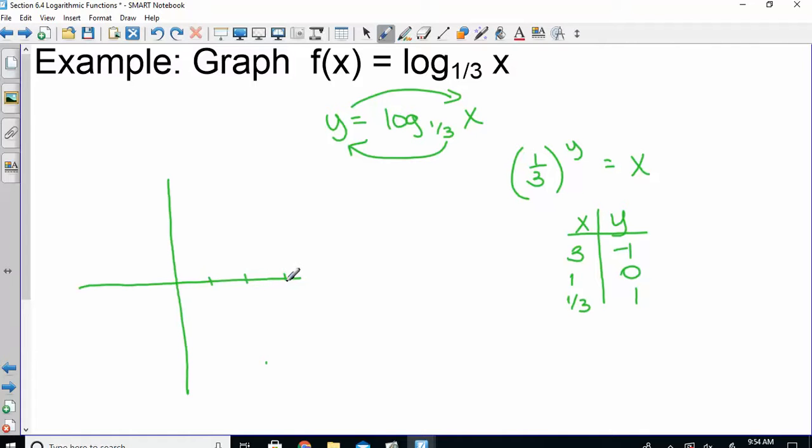So now I can plot these points. And we should have a vertical asymptote, so make sure when we graph this, we're not actually hitting the y-axis, it's an asymptote. So it should look like that.